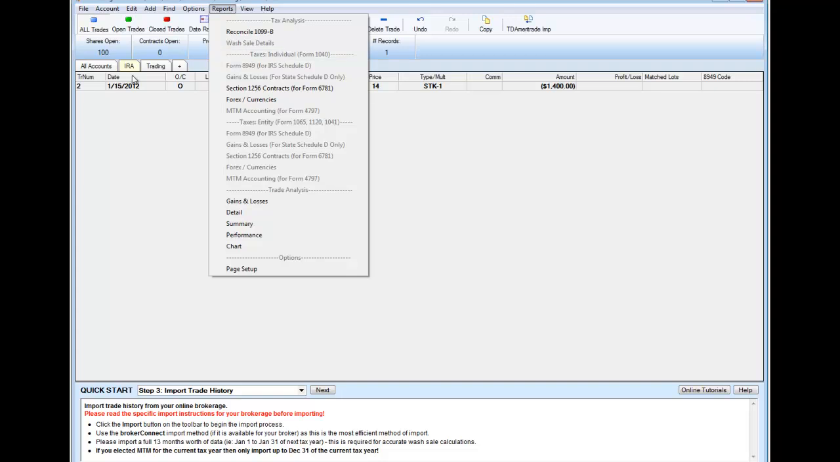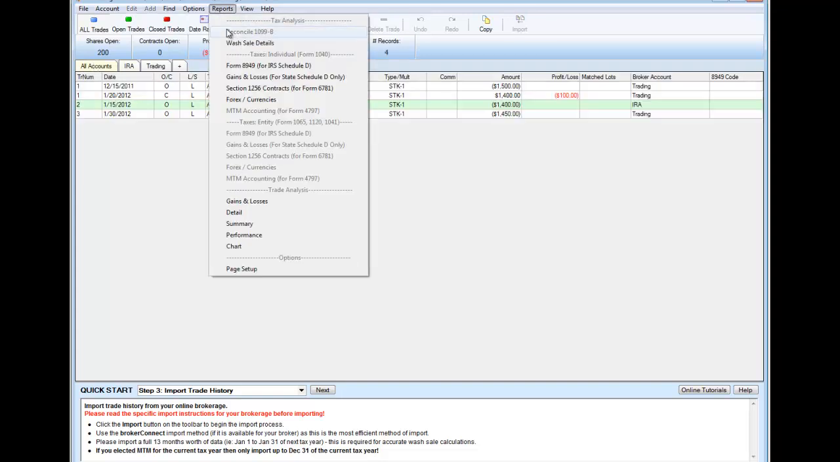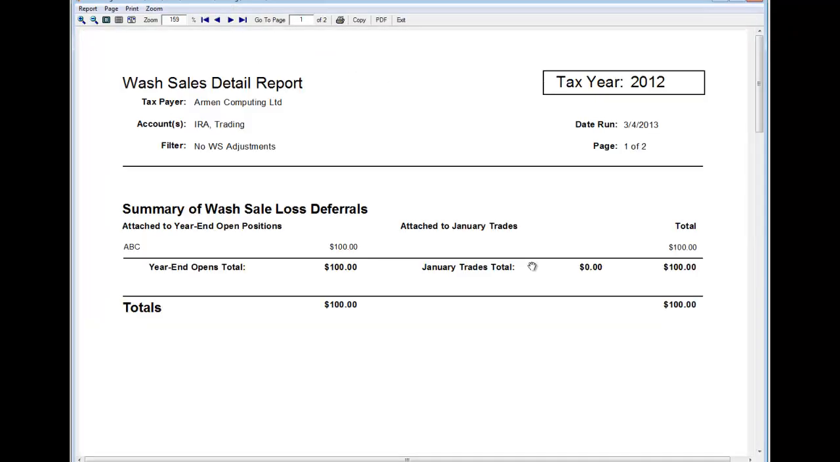So you notice now when I go to the All Accounts tab and run my wash sale detail report, you'll notice that TradeLog has adjusted the position that's in my taxable account. So now this is a deferred loss because I haven't closed the position. I will recoup it later.